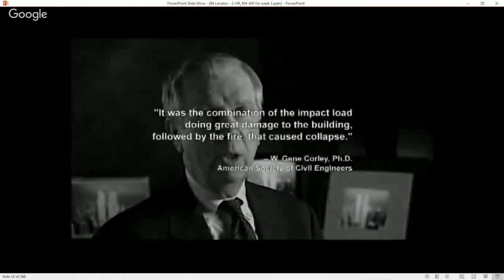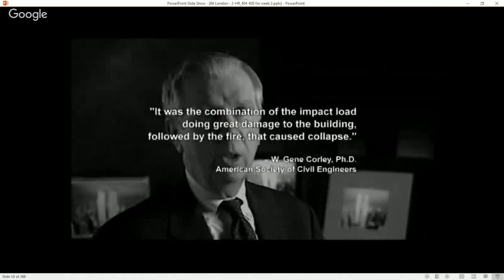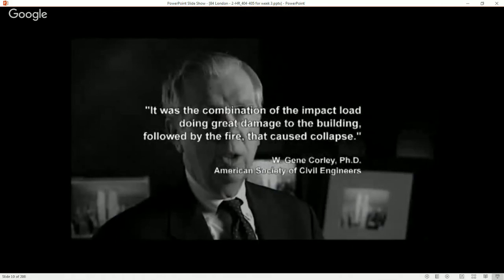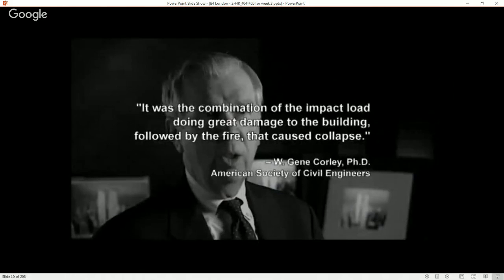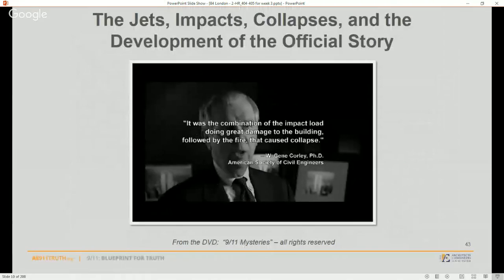The myth bled into the FEMA report and was echoed by the experts. It was the combination of the impact load doing great damage to the building, followed by the fire, that caused collapse. Well, there's the official story in a nutshell. And where from? Right from the street itself, day one.